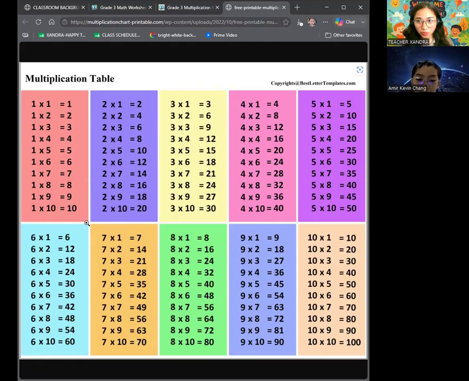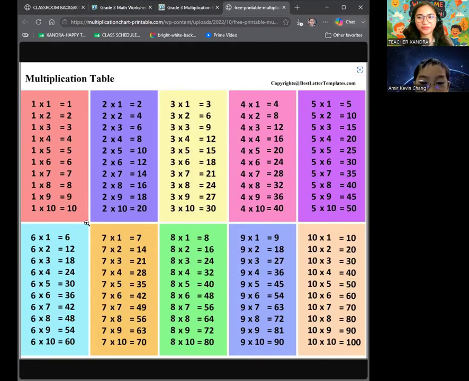Okay, skip count by 2, like 2, 4, 6, 8. Okay, wait. 2, 4, 6, 8, 10, 12, 14, 16, 18, 20. Okay, let's proceed with the multiplication table of 3's.